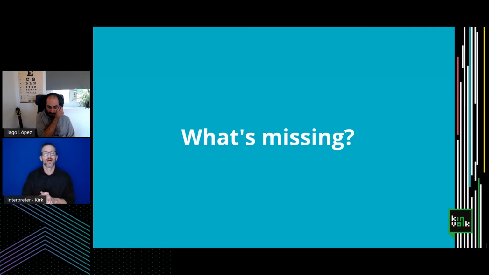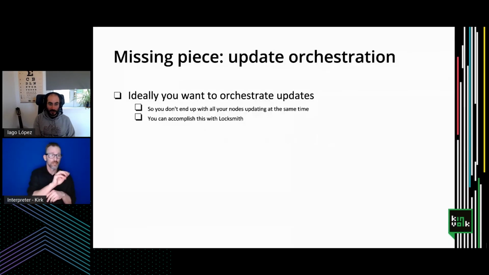So I want to talk a bit about what's missing from my point of view. The integration of Nomad and Flatcar works perfectly, and the missing piece that I find is update orchestration. Ideally, you don't want your nodes to update at random times or when they feel like. You might end up with all your nodes updating at the same time, and then your application would go down. So this is not great, definitely.